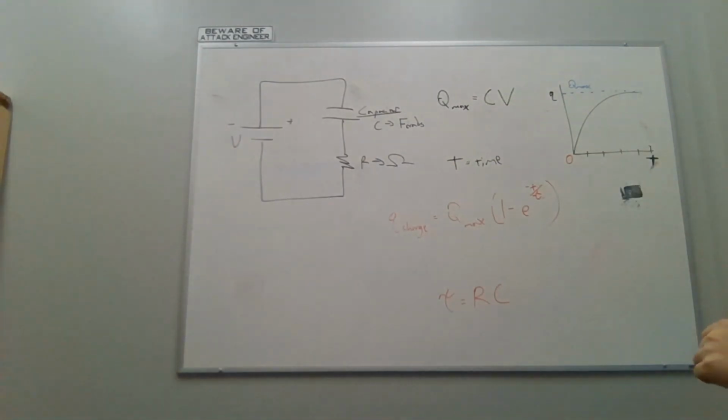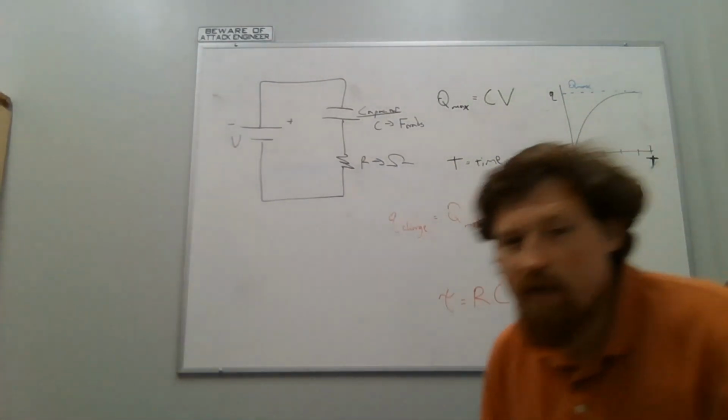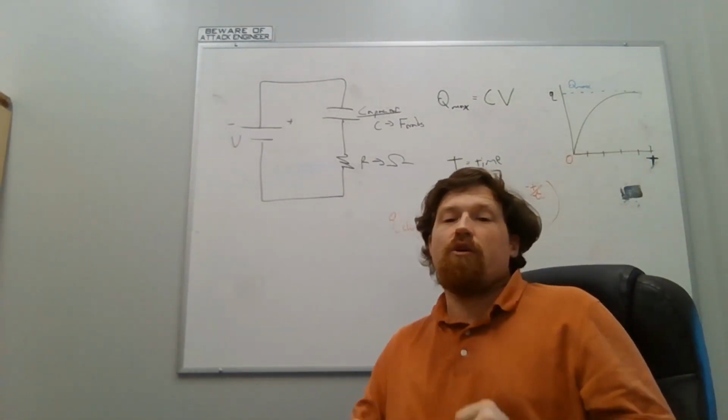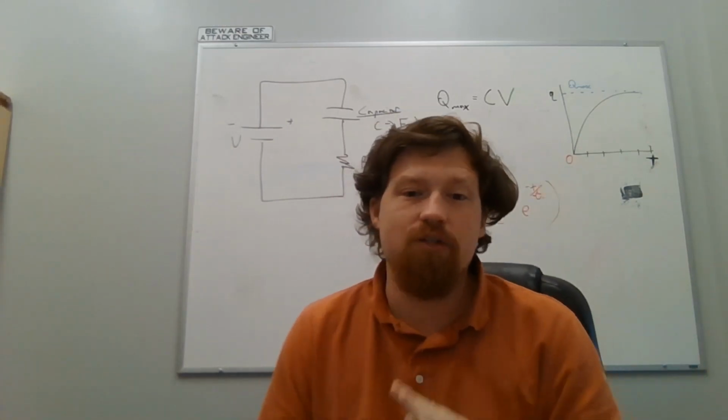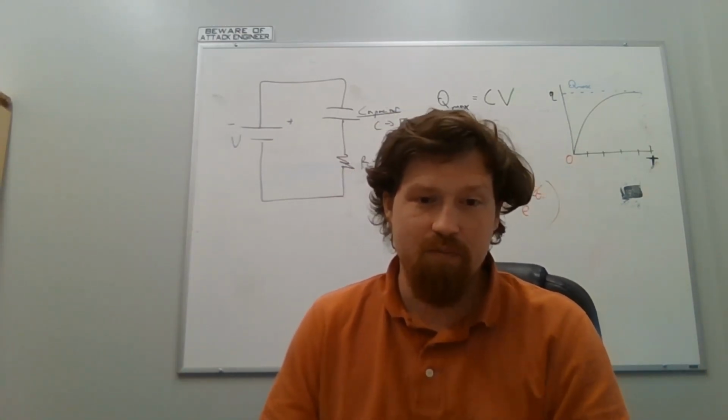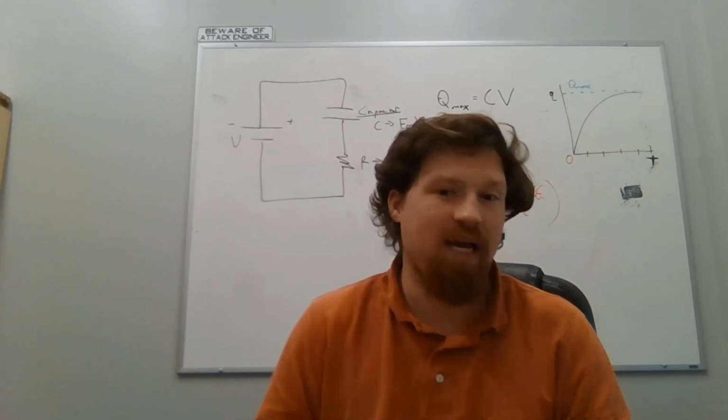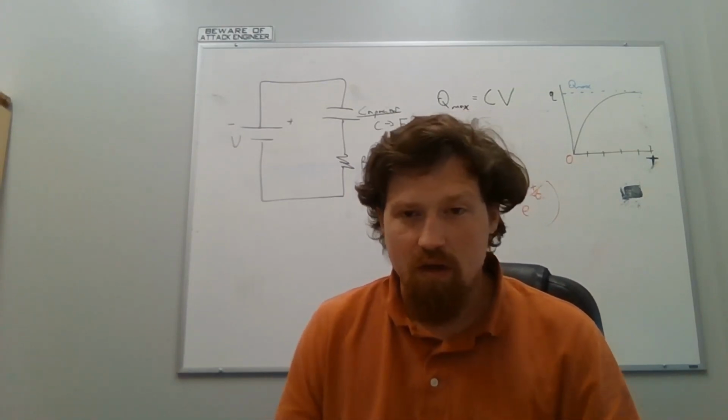So, just to read the notes out loud, a capacitor in an RC circuit accumulates a charge Qmax based on the max charge it can hold, how much time has passed, and tau. Tau just represents R times C.